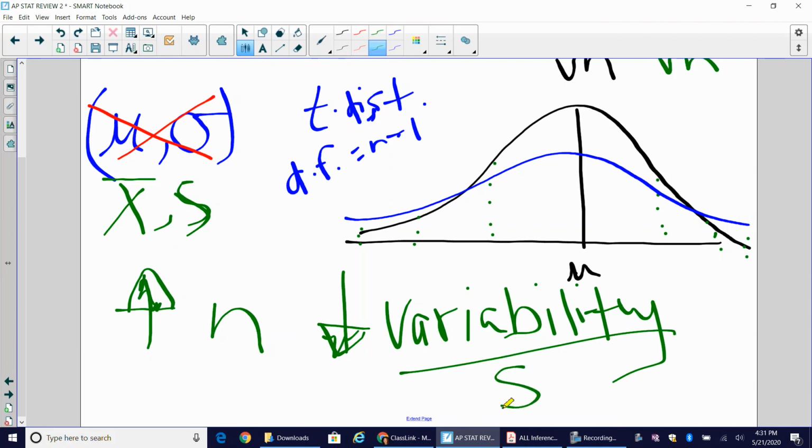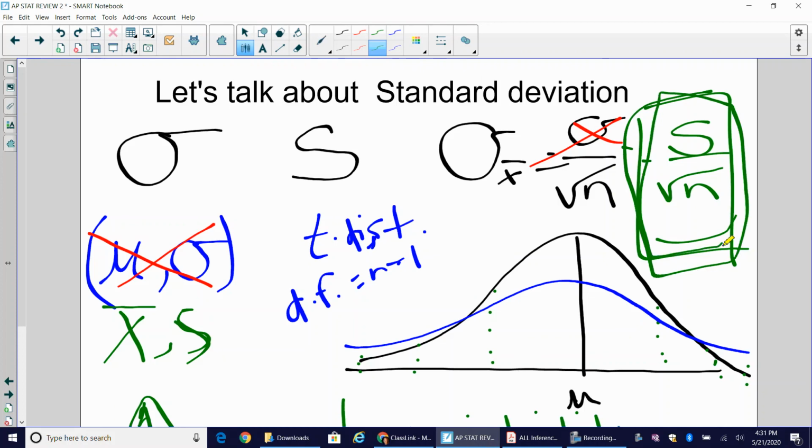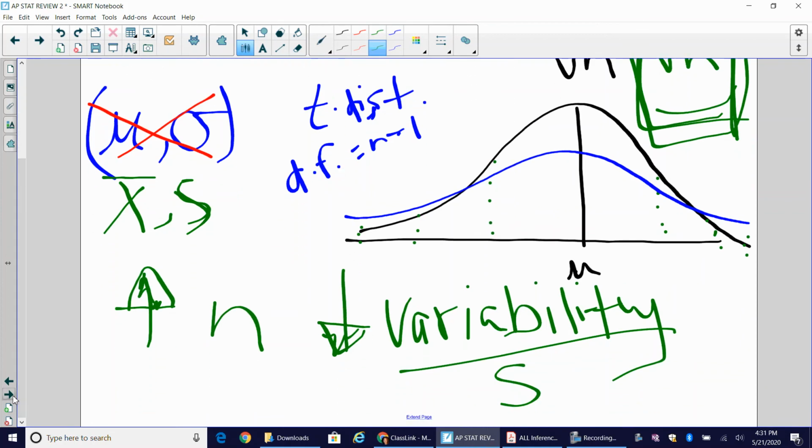Look at this formula right here. S divided by the square root of n. So as my sample size increases, this entire calculation here is going to get smaller and smaller and smaller because n is in the denominator. That is going back to fundamentals of math. All right. So as n increases, your variability, your spread decreases.